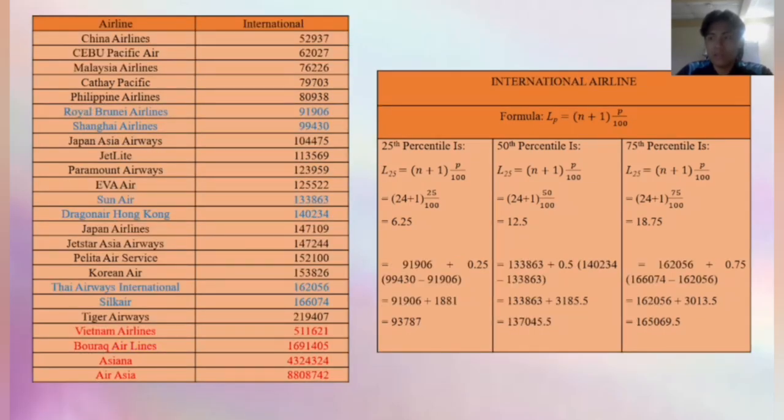It is the same for international airlines. The result for international airlines is 93,787 for the 25th percentile, which is also the first quartile, 137,045.5 for the 50th percentile, and lastly 1,650,969.5 for the 75th percentile, which is also the third quartile.